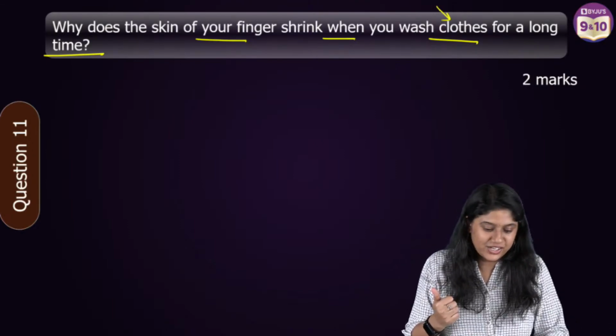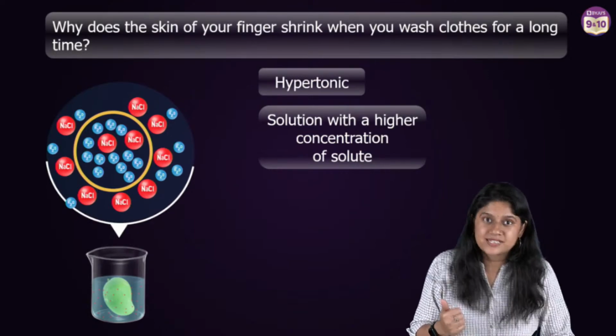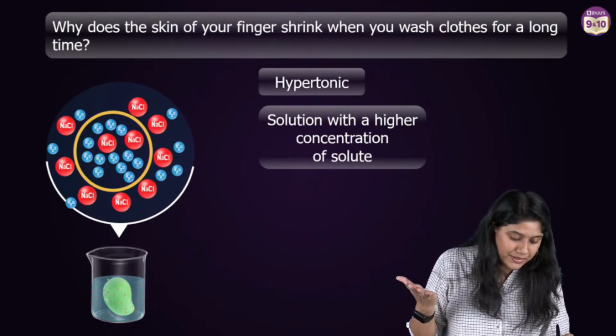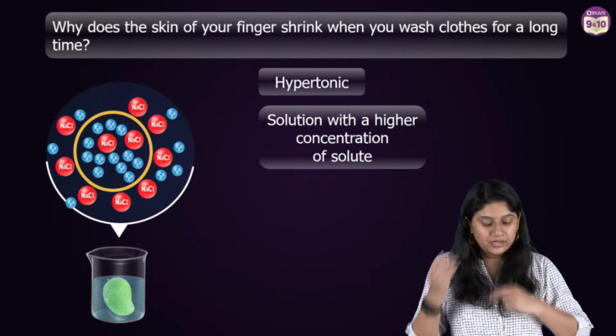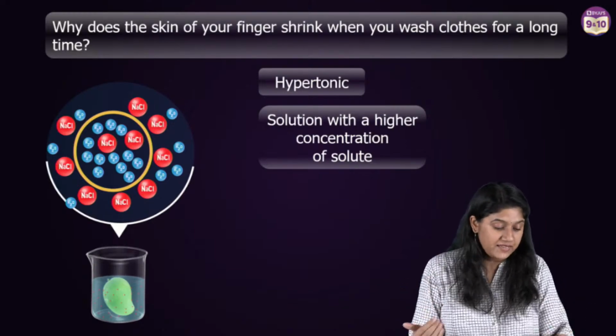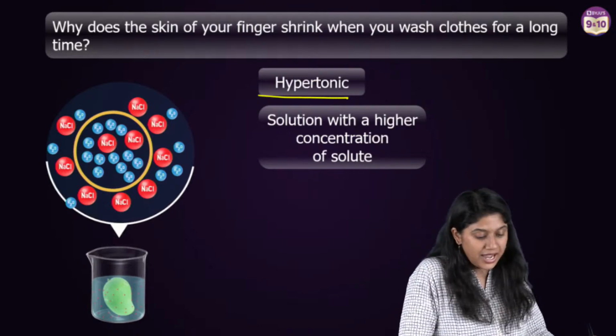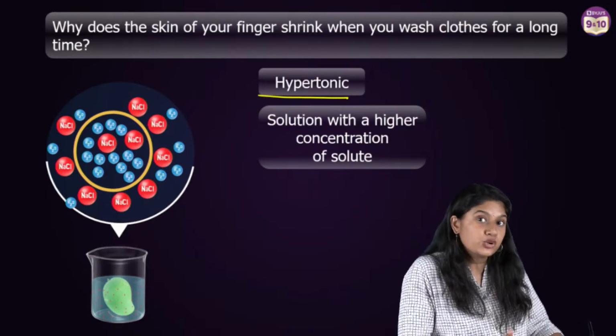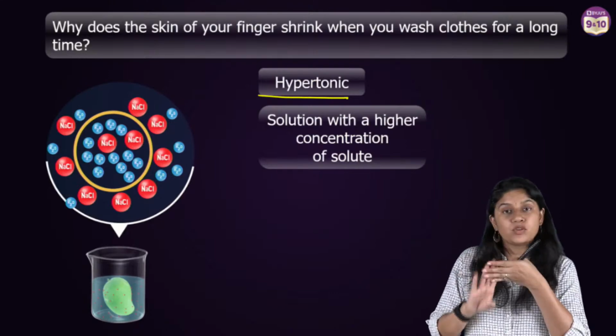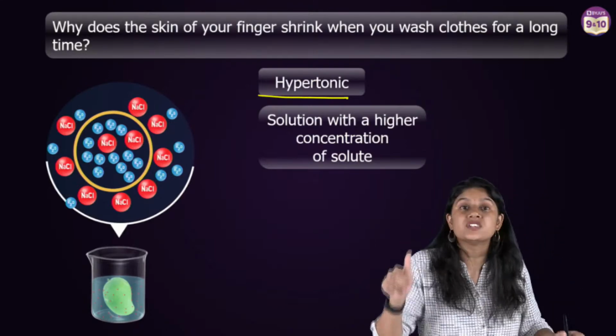I can see the answers. Yes, it's because of the hypertonic solution. So what happens? We know that the detergent has a higher concentration of solute in it. And of course, in our body, we have the water. So we have the concentration difference.